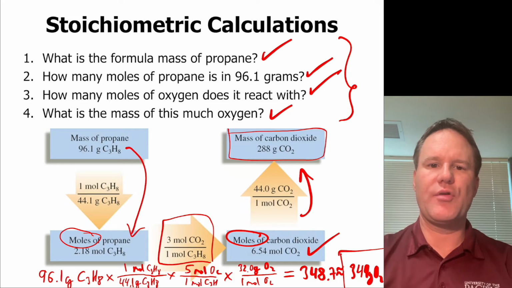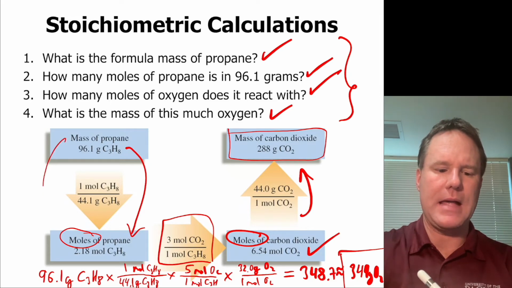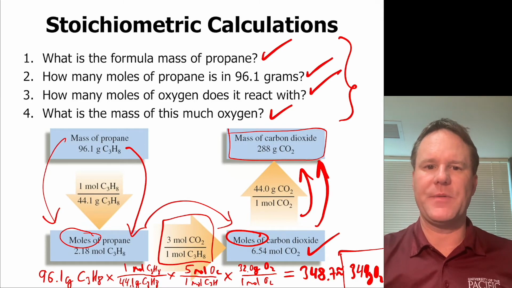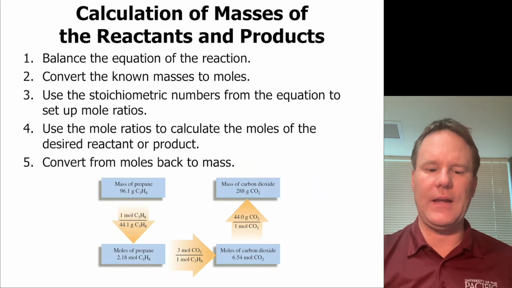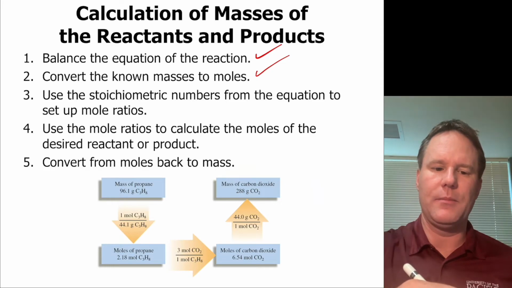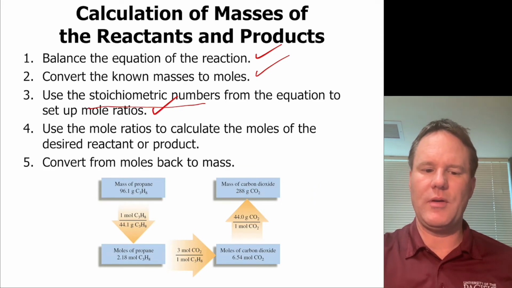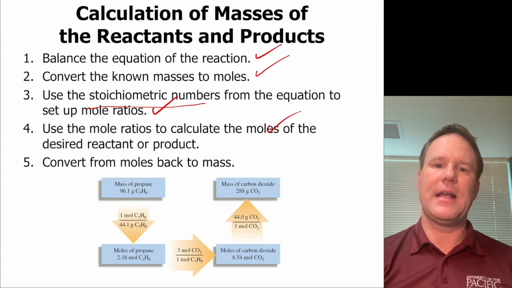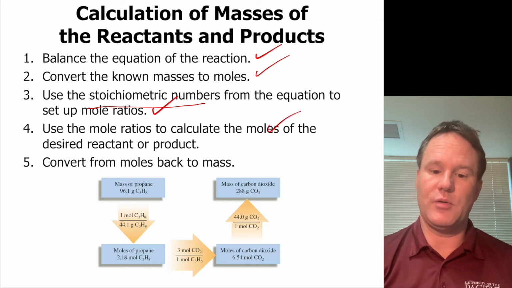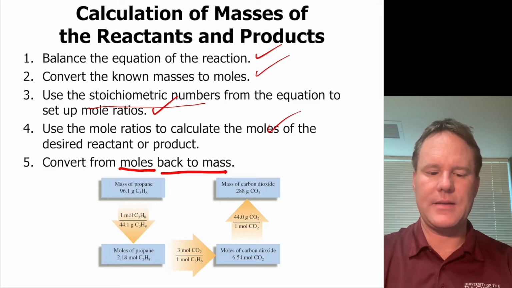Again, you just treat it as one long conversion, converting from mass to moles, moles to the moles of something else, and then the moles back to the grams of what you want in the end. Let's see again. Balance the equation. Then convert the mass to moles, use the stoichiometric numbers from the balanced equation to set up the mole ratios, and calculate the moles of the desired reactant and product. It can be anything: between a reactant and reactant, a reactant and a product, a product to reactant, or a product to product. And then once you have the target moles, you convert it back to mass.